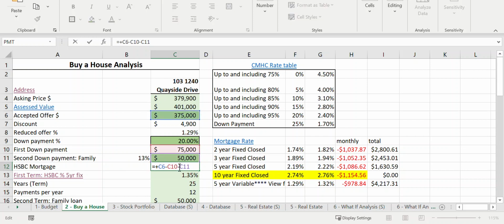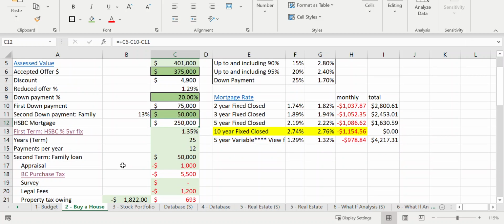So this is a formula. Another formula would simply be taking the price they accepted our offer for, which is $375,000, and subtracting our first down payment, which is $75,000, and subtracting the $50,000. All right, so push enter, and we come up with, we need a mortgage of $250,000. From there, we can now go to the bank and say, we need $250,000 to purchase this house.